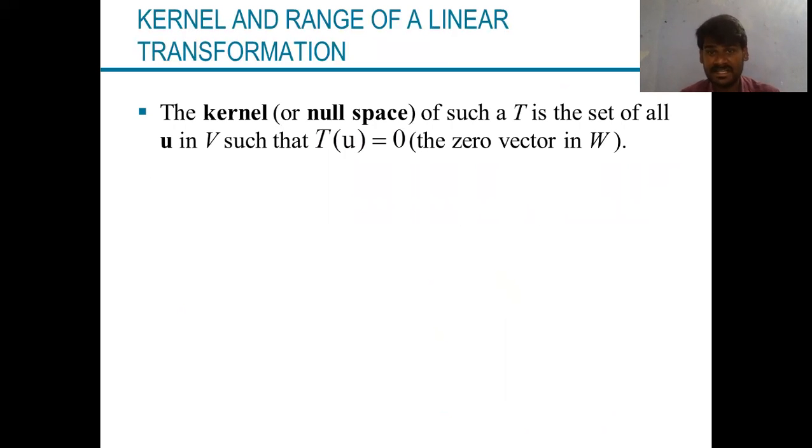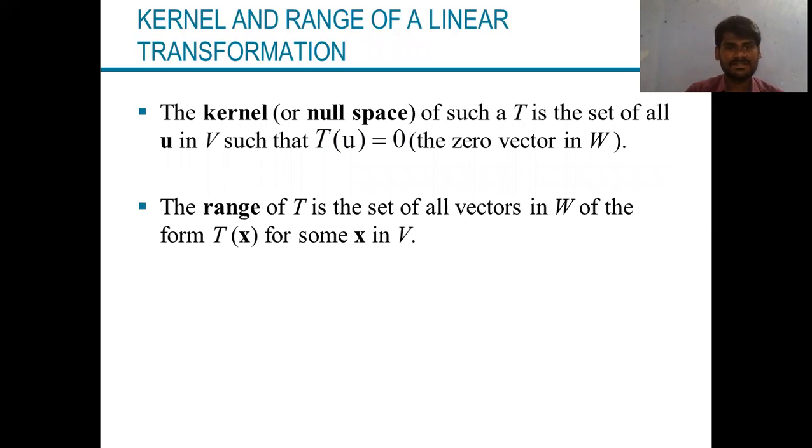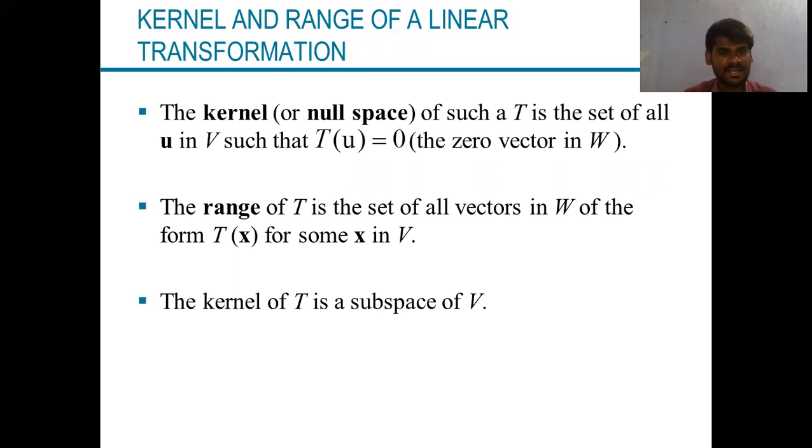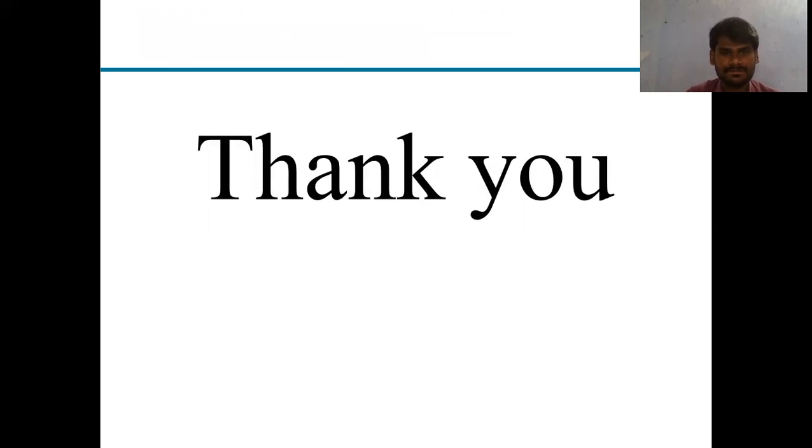Next, kernel and range of a linear transformation. The kernel or null space of such a T is the set of all u in V such that T of u equals 0, that is, the zero vector in W. The range of T is the set of all vectors in W of the form T of x for some x in V. The kernel of T is a subspace of V. The range of T is a subspace of W.